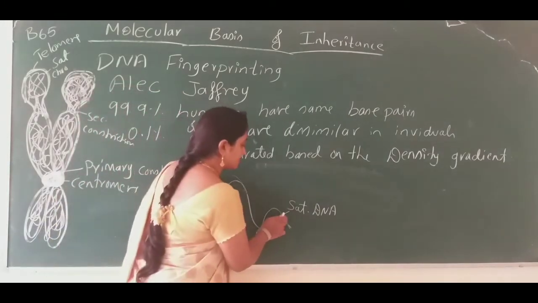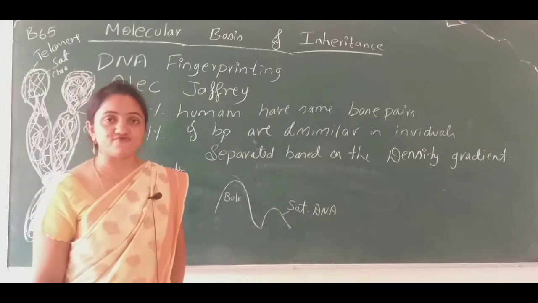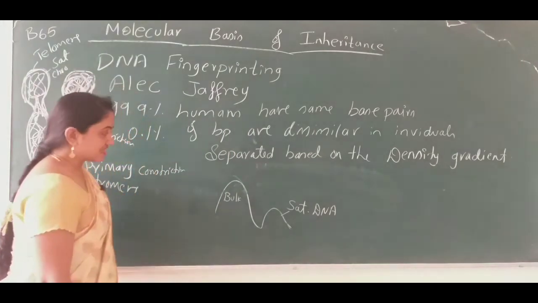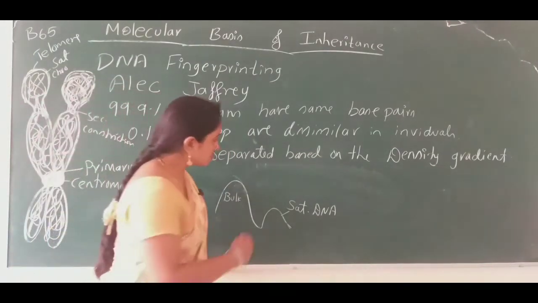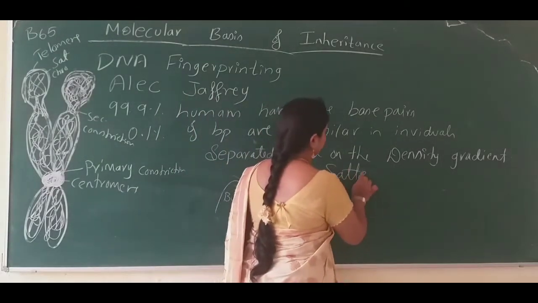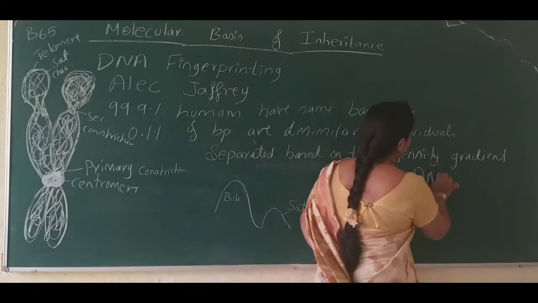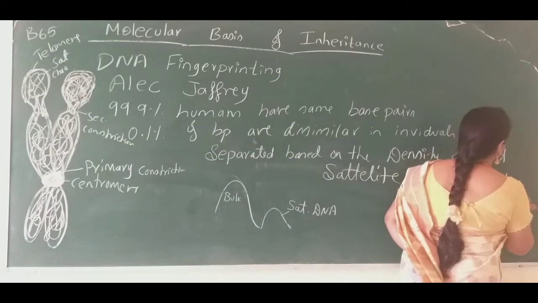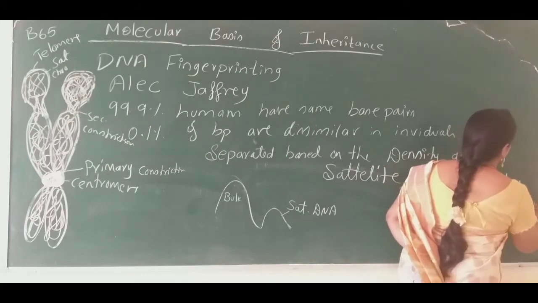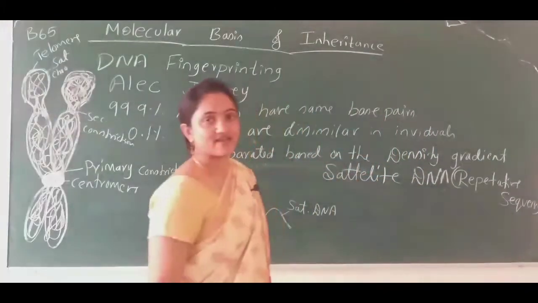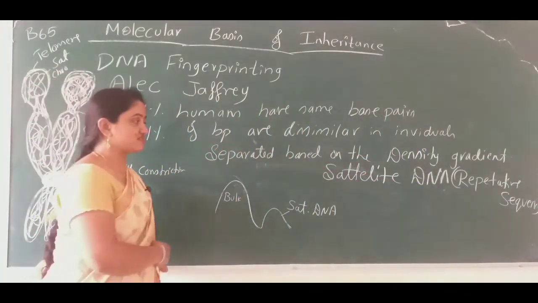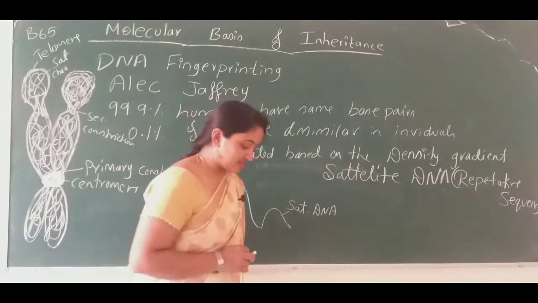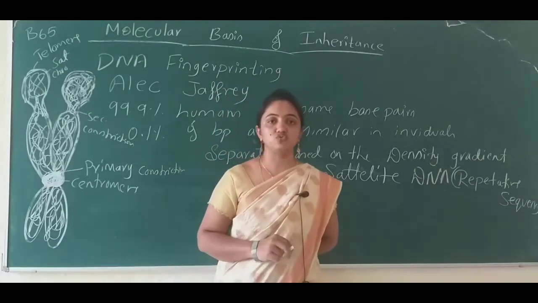So this satellite DNA, what are we going to study further? The satellite DNA has repetitive sequences. What will be there in the satellite DNA? It will have repetitive sequences of base pairs. And further, the satellite DNA has been classified into two types.